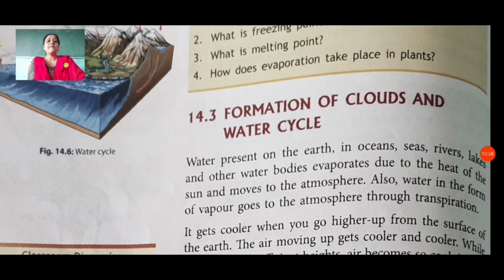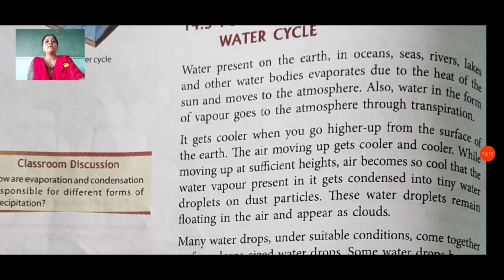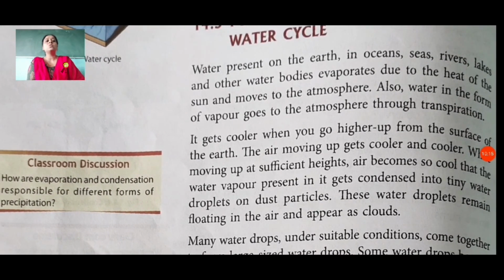It gets cooler when you go higher up from the surface of the earth. The air moving up gets cooler and cooler. When moving up at sufficient heights, air becomes so cool that the water vapor present in it gets condensed into tiny water droplets on dust particles. These water droplets remain floating in the air and appear as clouds. So like this, the clouds occur there.